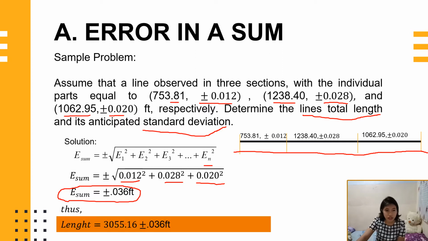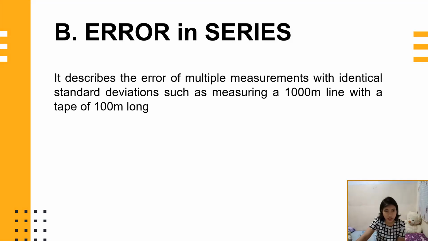So therefore, the length of the line is equal to 3055. You just add the sum of the line plus minus 0.036 feet. So this is the correct answer if you are going to determine the length of the line with the corresponding standard deviation or standard error upon measuring the whole length of the line. Okay, so I hope this error of the sum is clear. So the next one is the error in the series.